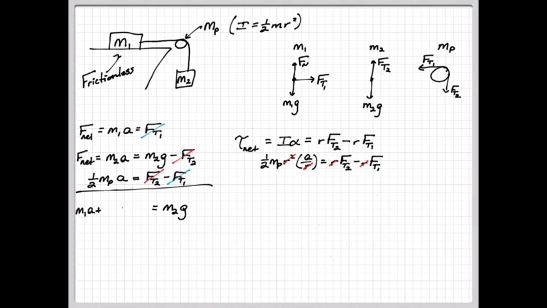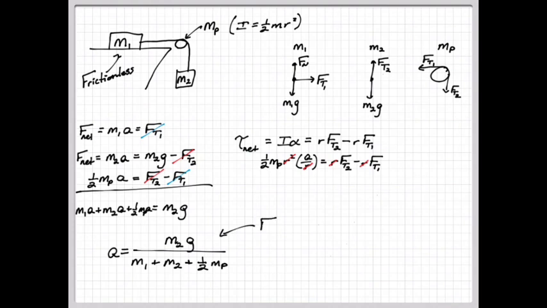And on the left side, we've got 3 things to add together: mass 1 times acceleration, mass 2 times acceleration, and half the mass of the pulley times the acceleration. So when we solve this for acceleration, we can factor out all of the m's, and to isolate the acceleration, it'll be mass 2 times gravity divided by m1 plus m2 plus half of the mass of the pulley. And again, see how this makes sense. The only force causing movement is gravity acting on mass 2. That's the only external force.